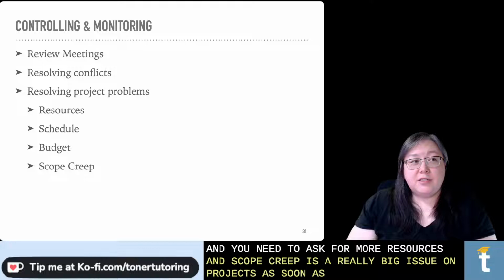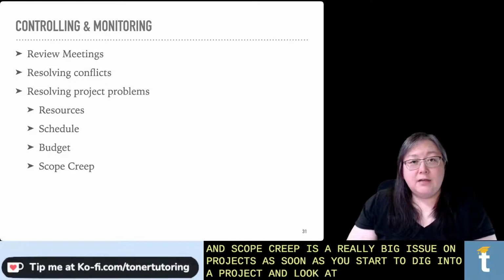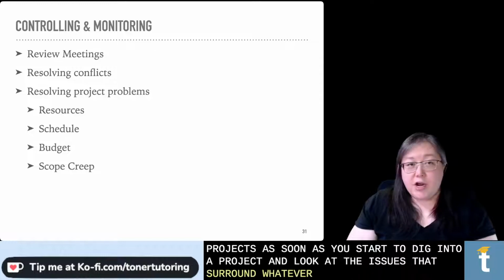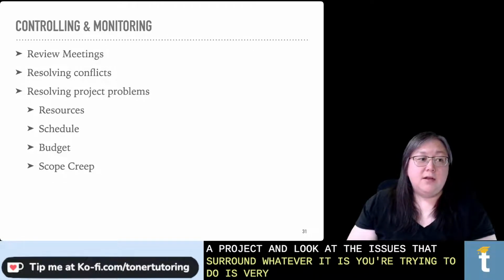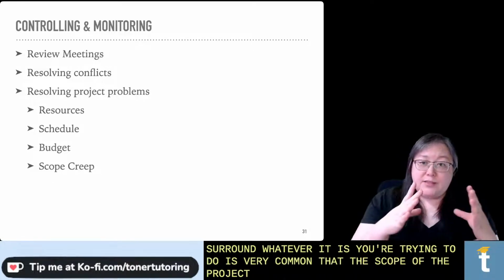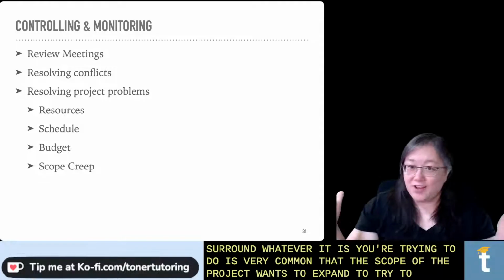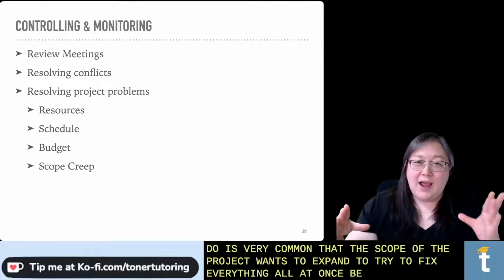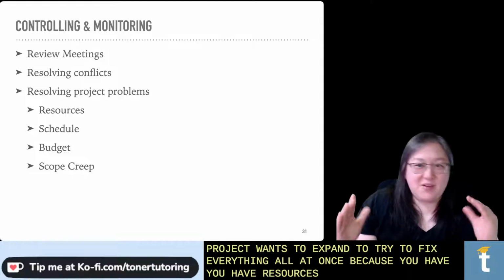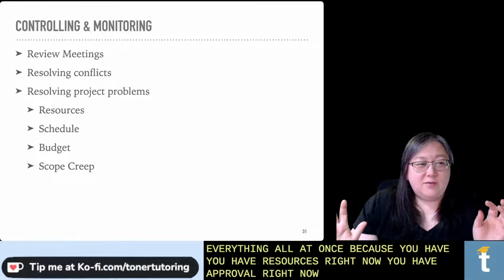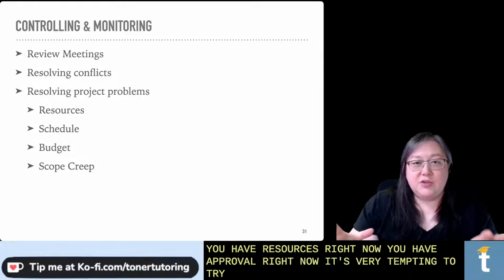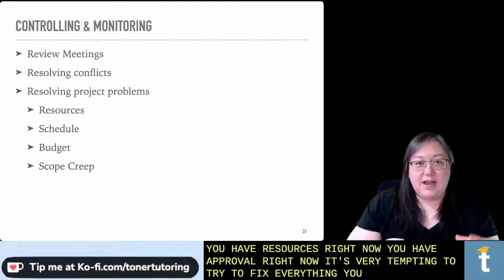As soon as you start to dig into a project and look at the issues that surround whatever it is you're trying to do, it's very common that the scope of the project wants to expand to try to fix everything all at once. Because you have resources right now, you have approval right now. It's very tempting to try to fix everything you can right now.